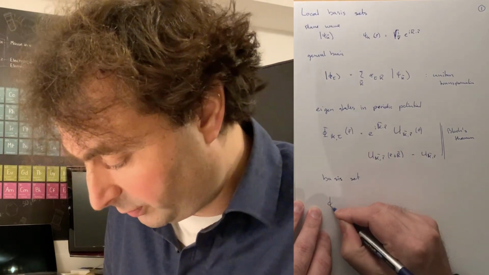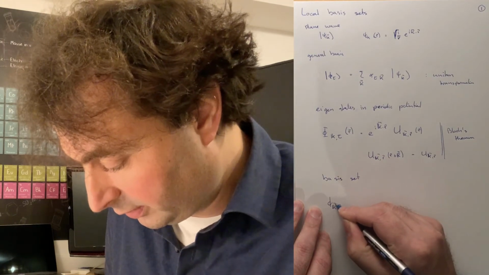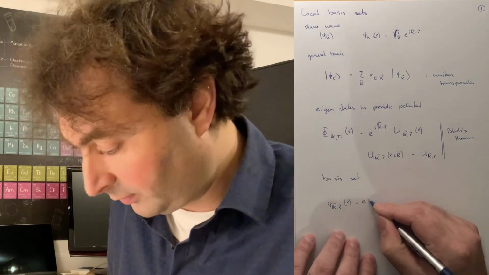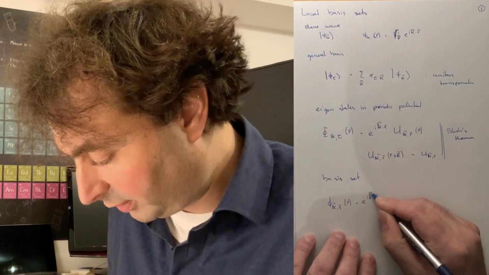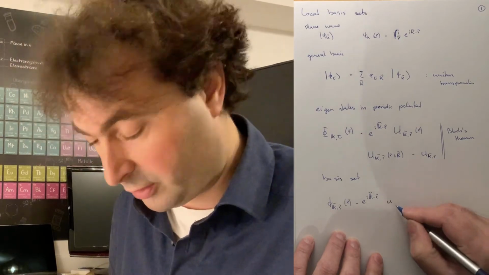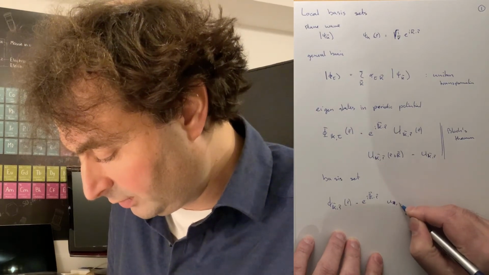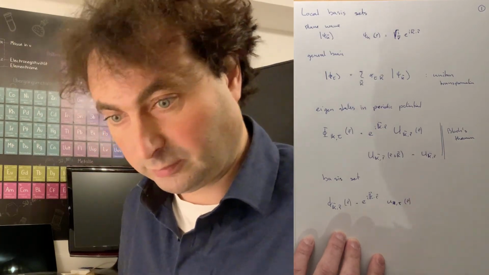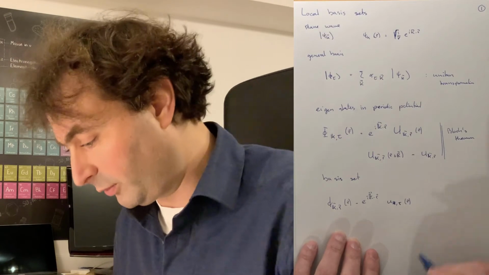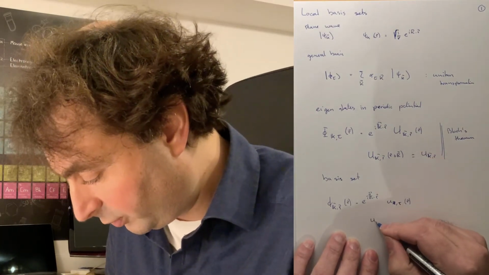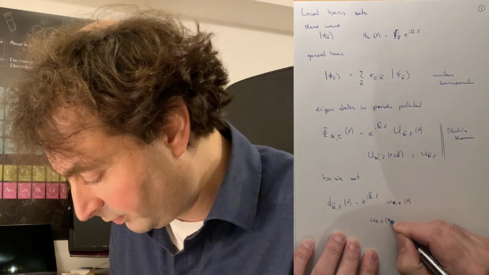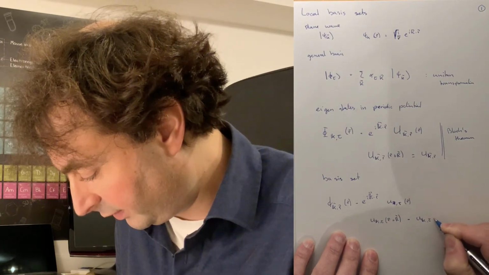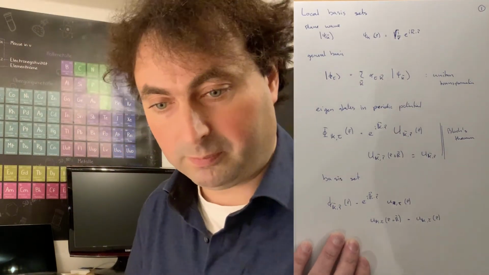As a basis set, I want to choose wave functions psi_{k,tau}(r) of the form e^(ik·r) times the small u_{k,tau}(r). And again, this is a periodic function where u_{k,tau}(r+R) is u_{k,tau}(r).